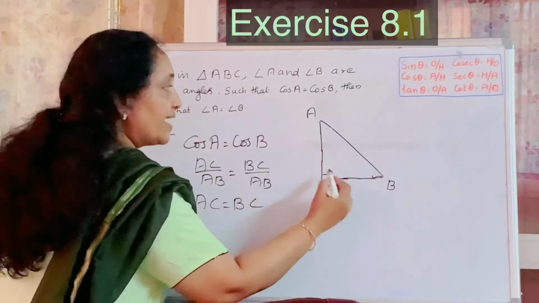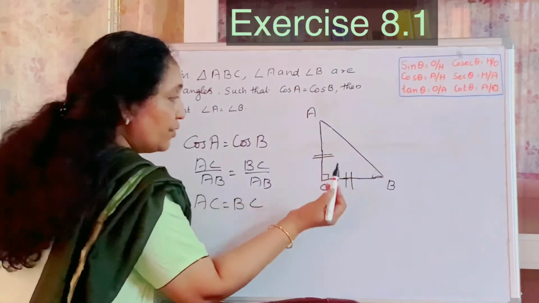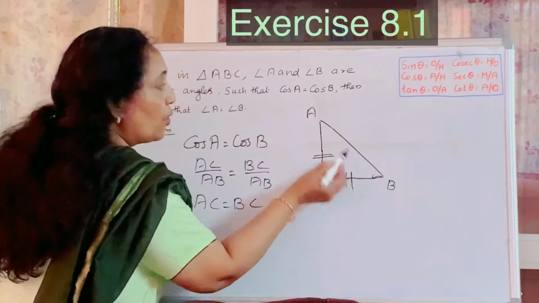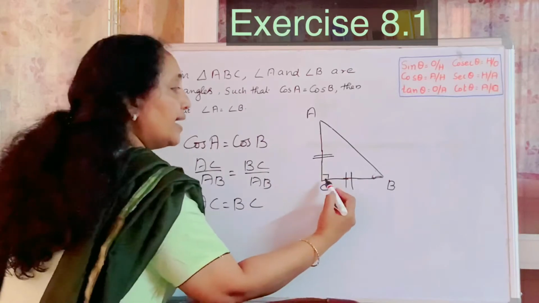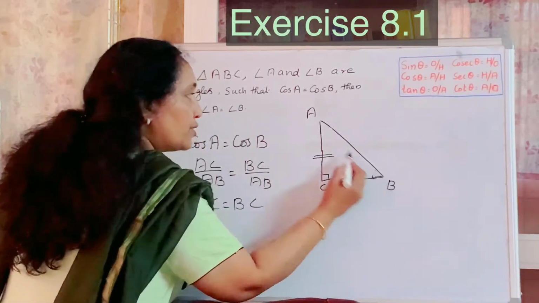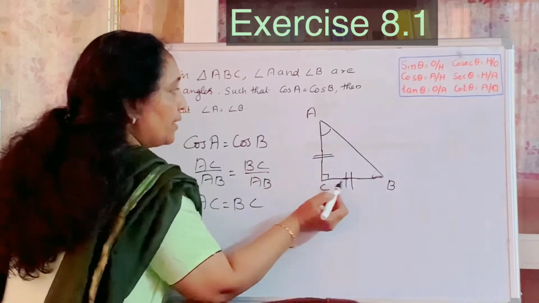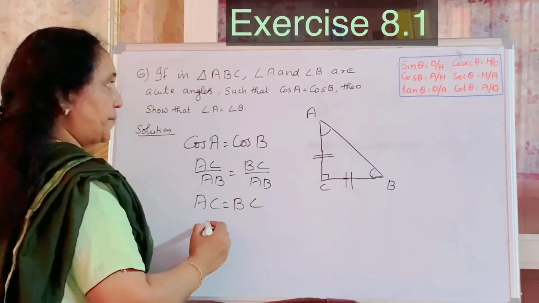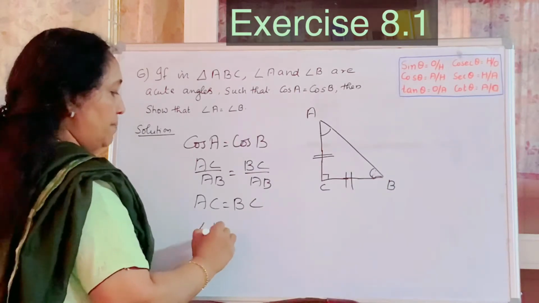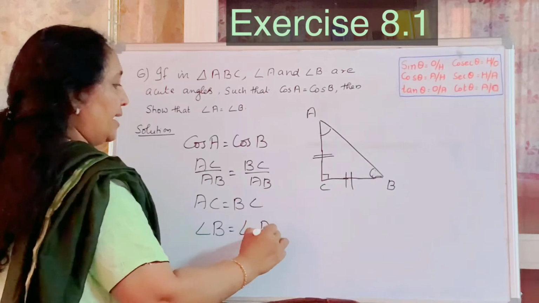In this triangle, AC and BC are equal. Therefore, the angles opposite to those two sides are equal. Angle opposite to BC is A and angle opposite to AC is B. That is angle B is equal to angle A.